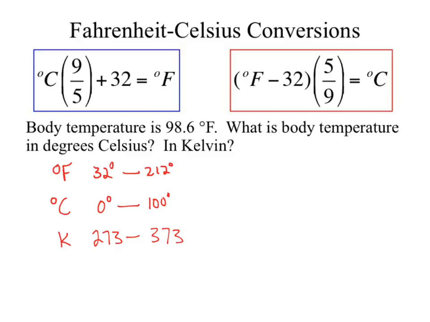Our Fahrenheit is 98.6. Okay, so it's somewhere in between our freezing point and our boiling point for water. So when we're at 98.6, what number should I be getting for Celsius? It should be somewhere between 0 and 100. If it's not between that, something's wrong. Okay? Keep it as simple as that. That just means something is wrong. Same deal with our Kelvin.